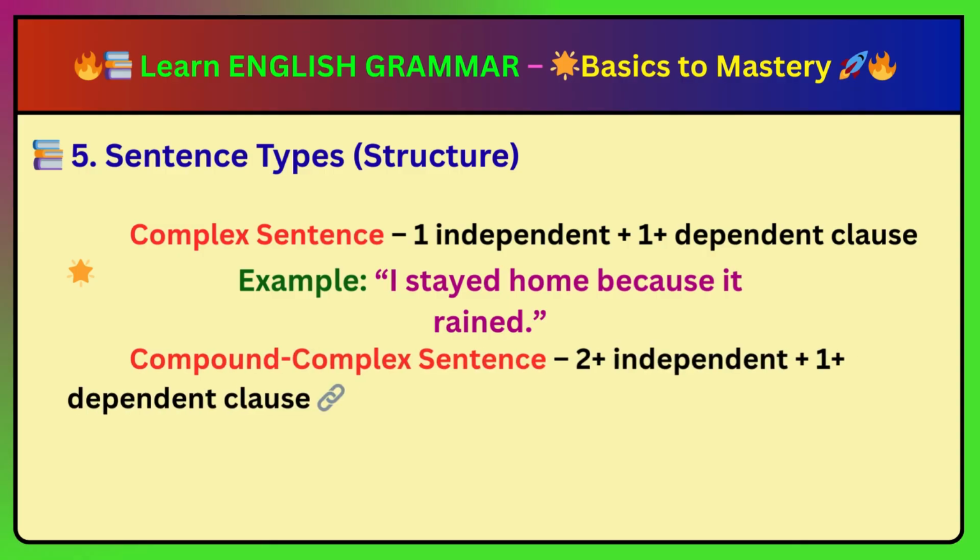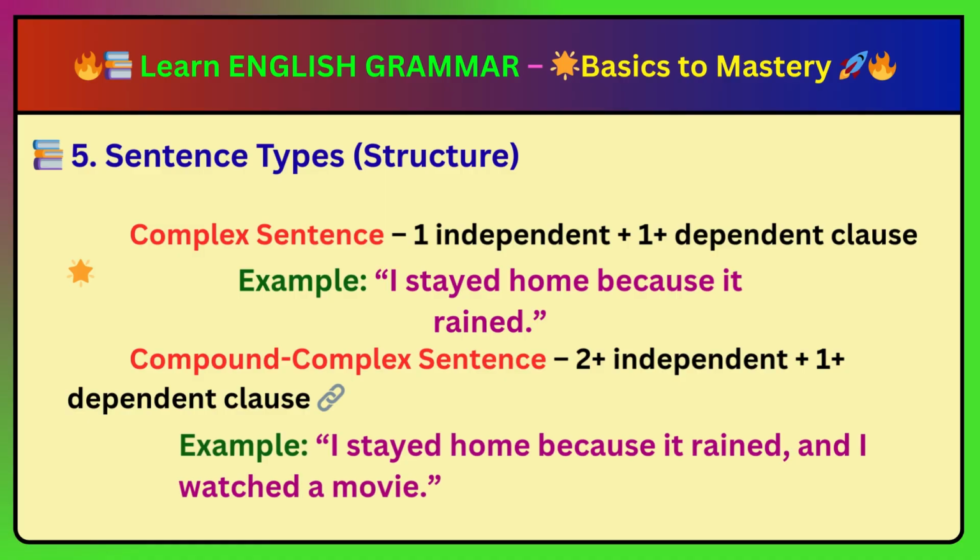4. Compound complex sentence. A compound complex sentence has 2 or more independent clauses and at least one dependent clause. This type combines both compound and complex sentence structures. Example, I stayed home because it rained and I watched a movie.